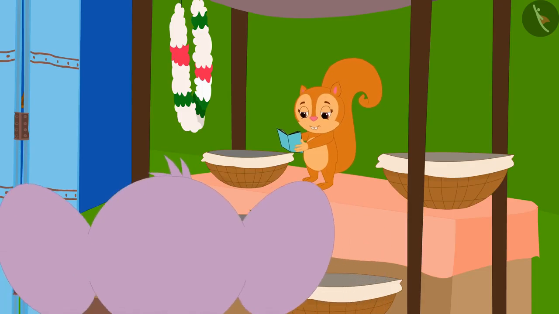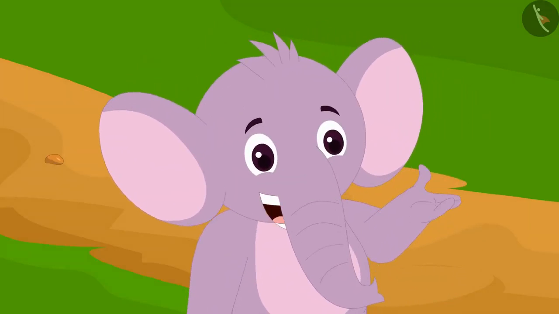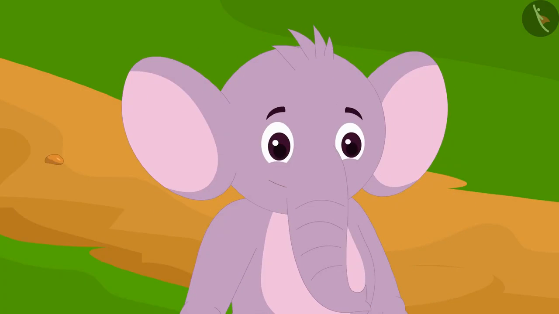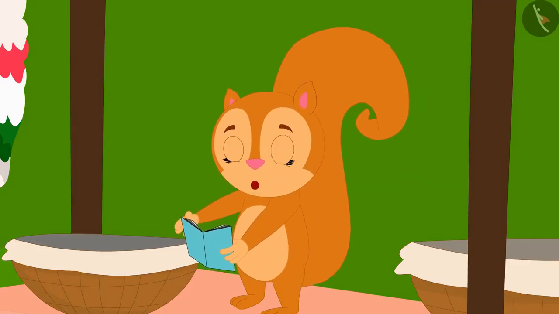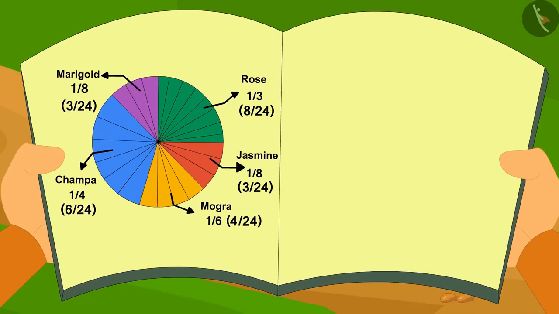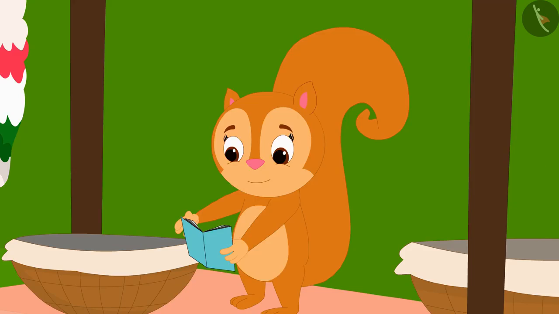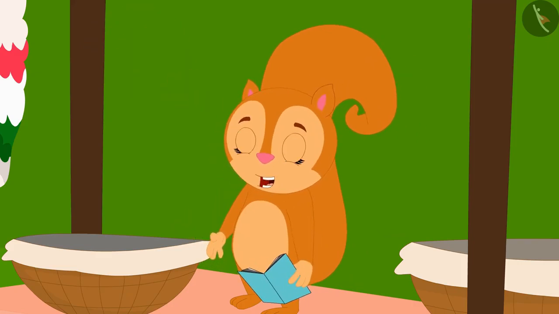Just then, Appu came to Chanda's shop. Chanda, what is this pie chart you made? This shows the popularity of my flowers. I have made this pie chart from the information about how many flowers I have used in the various orders. According to this, the largest part is the champa flowers. It means champa flowers are the most popular flowers. See, I have also learned to make pie charts.